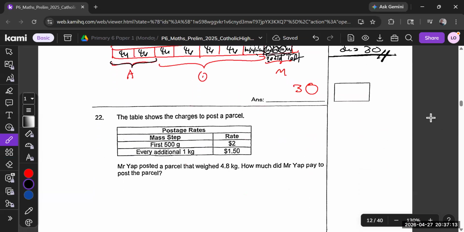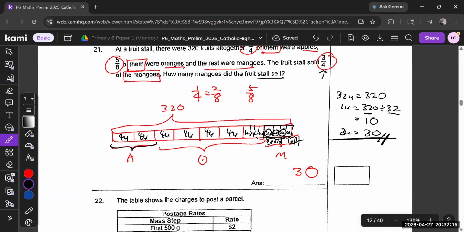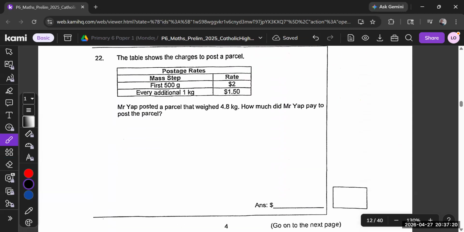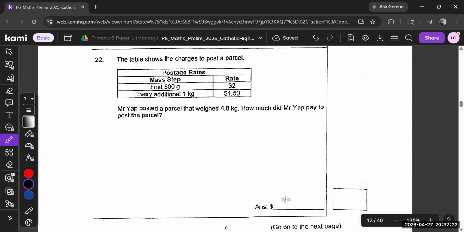Okay, question 22. Copied down already? Anyone need to copy down? Okay, let's go on. Question 22. The answer is $9.50. Line method. Okay, how do you do this?